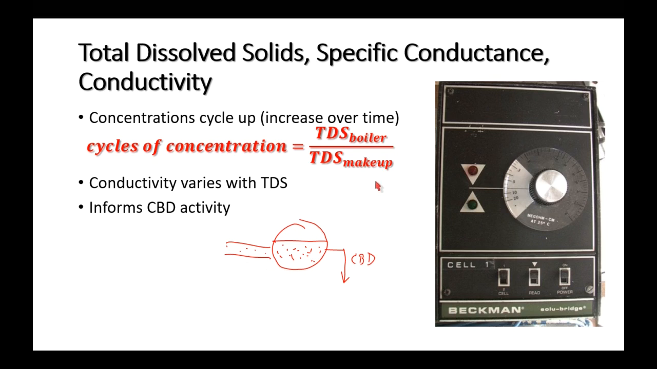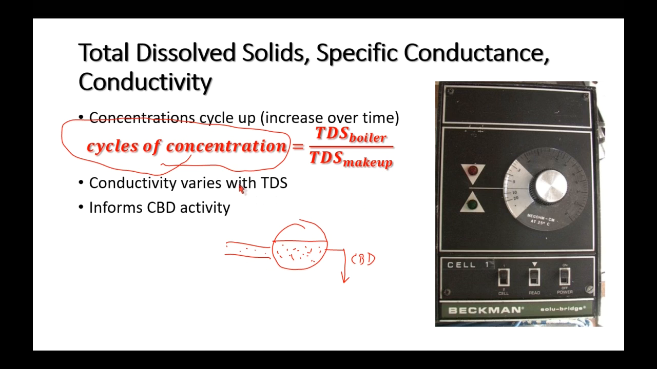And if I take a look at the concentration in the boiler water and I divide that by the concentration of the water coming in, that'll tell us how concentrated the boiler water is. So we call that cycles of concentration.